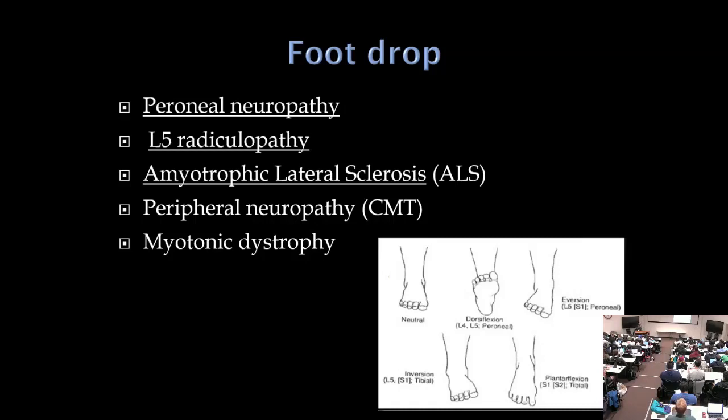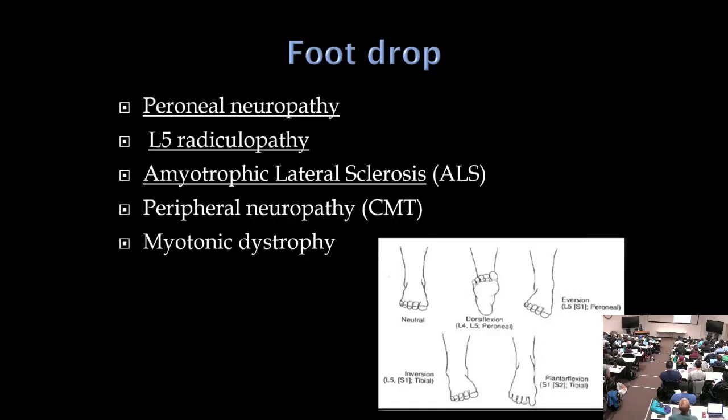But if you just were limited to checking one muscle to tell the difference, I would choose foot inversion. The reason is that's a strong L5 muscle inverting your foot, but the nerve is the tibial nerve. So if someone has a weakness with foot inversion, then it cannot be a peroneal neuropathy, because it's not supplied by the peroneal nerve. So again, with an L5 radiculopathy, the weakness is going to be a bit broader than just peroneal nerve distribution.